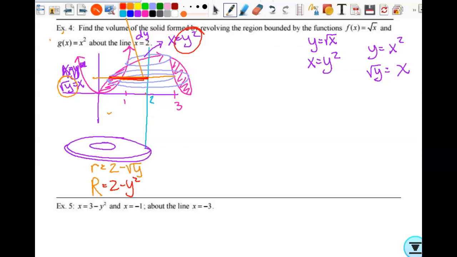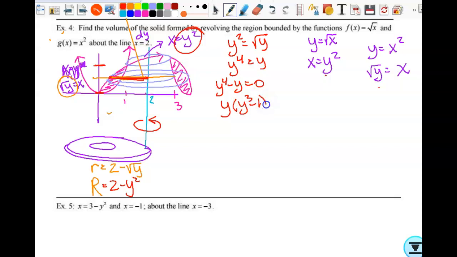The other thing I need to figure out are my limits of integration. I'm revolving around this way, so I've got to go from 0 to whatever this is, right? So I need to set these two equal to each other. So y squared equals the square root of y. So y to the 4th equals y. And then it ends up being the same kind of thing that we did on the x. So that means we're going to 1 again. Any questions on where anything came from?